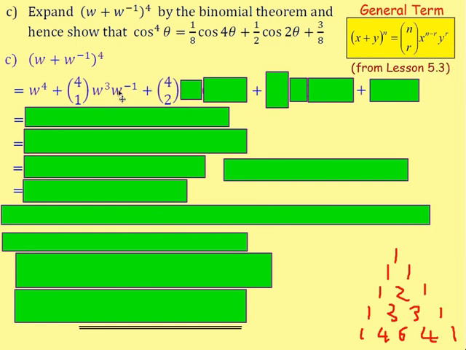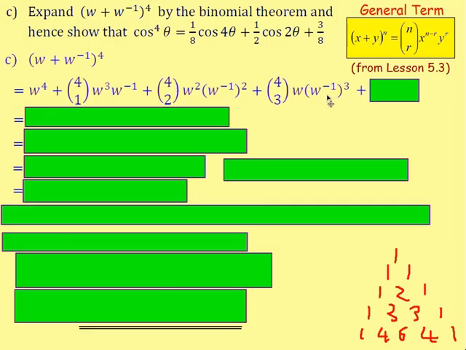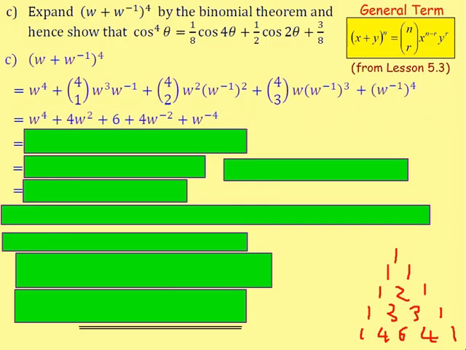Then 4, 2, and w to the power of 2, because the power is increasing. The w to the negative 1 will then be squared. You'd have 4, 3, and the w to the power of 1, because the power again is decreasing. But the w to the negative 1 to the power of 3, because that's increasing. And we're going to finish off with 4, 4, which is just 1, and then w to the negative 1 to the power of 4.